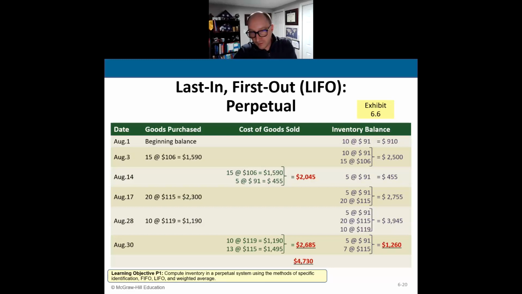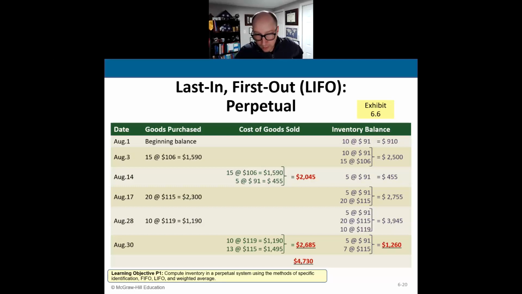And then I'll sell the additional 5 from my beginning inventory balance. 5 at 91 gives me 455 for a total of $2,045 of cost of goods sold for August 14th. That means I have a remaining inventory balance of 5 at 91. August 17th made more purchases, 20 at 115. And then August 28th, I purchased 10 more bikes, 10 at 119.